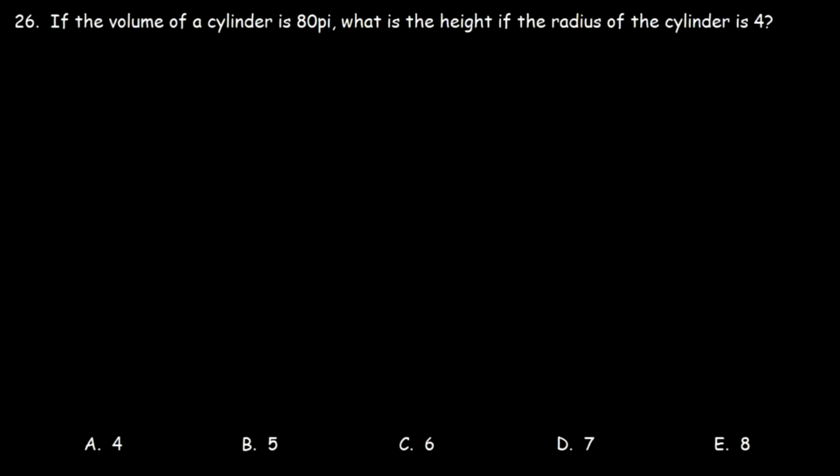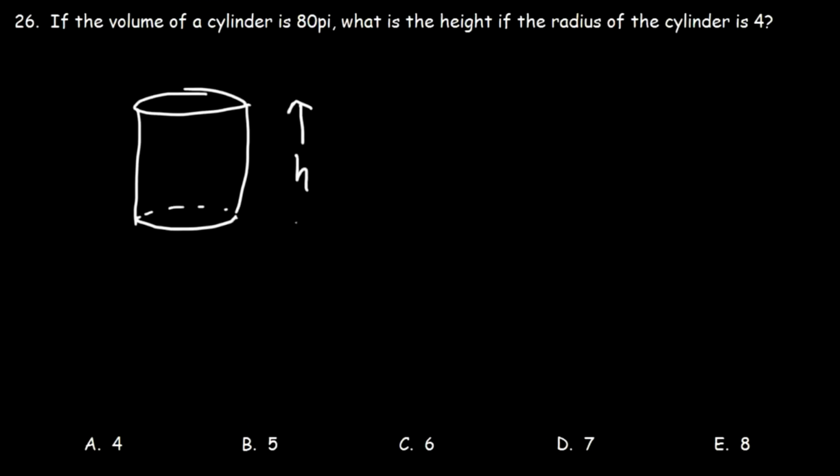26. If the volume of a cylinder is 80 pi, what is the height if the radius of the cylinder is 4? So this is the shape of a cylinder. This is just a rough sketch. And so this is the height of a cylinder. And this portion is the radius.